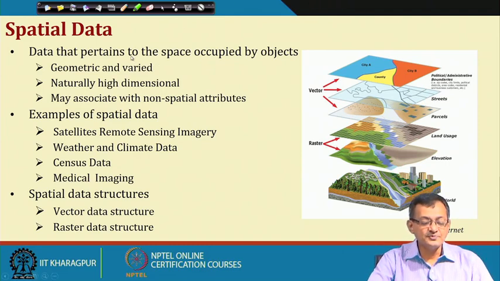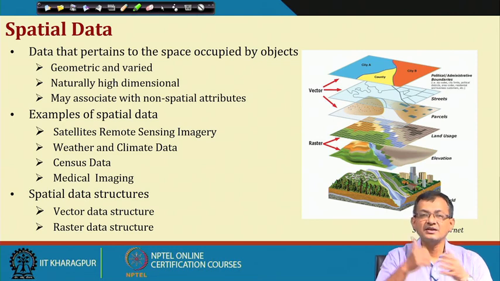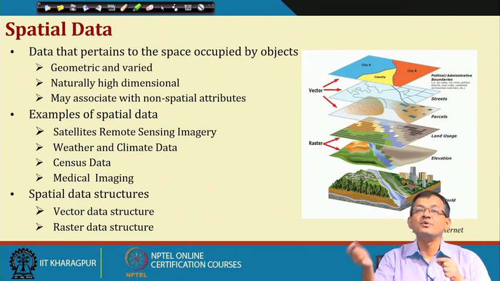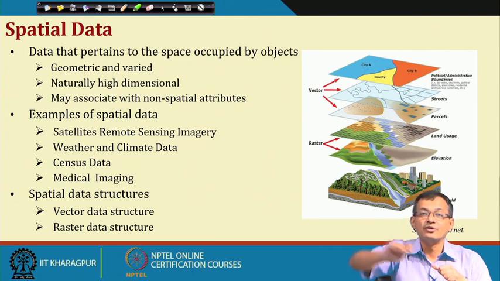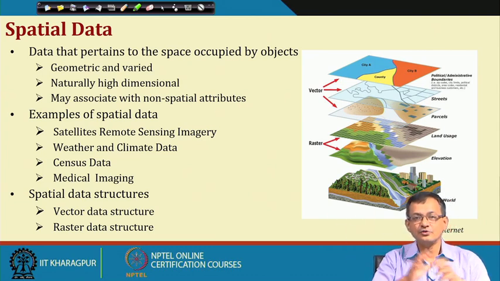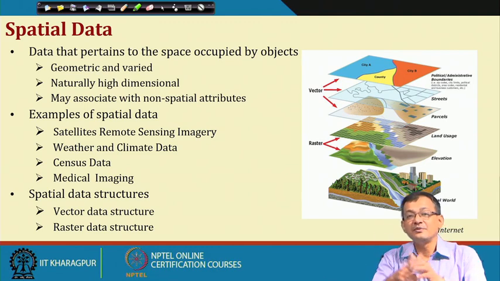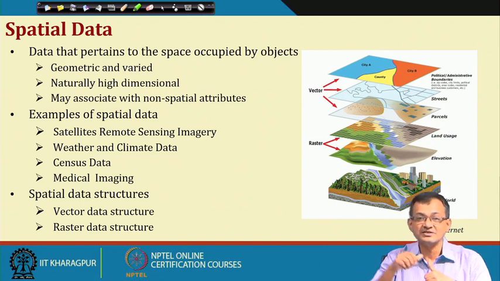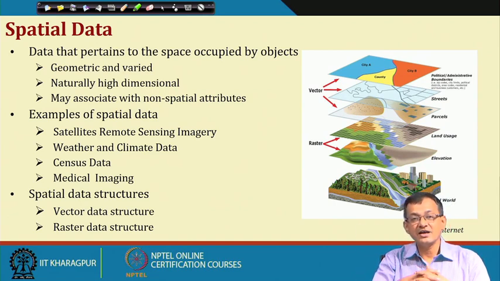So, data that pertains to space occupied by objects. There is a geometry aspect to it, and naturally it is very high dimensional. There are multiple layers, and things may be associated with non-spatial attributes. For example, this is a road, and there is a name of the road. That is a non-spatial attribute; nowhere on the road is the name written. Or this is a region, and there is a name of the region and a population count. It is difficult to see from the data itself what the population density is. So there are aspects which have different attributes.